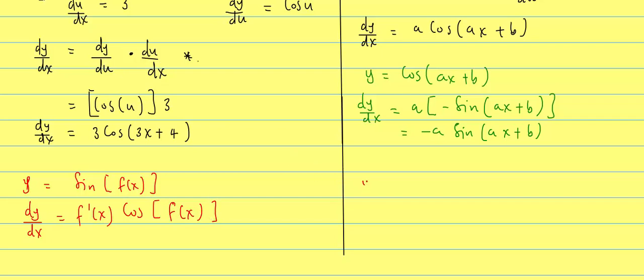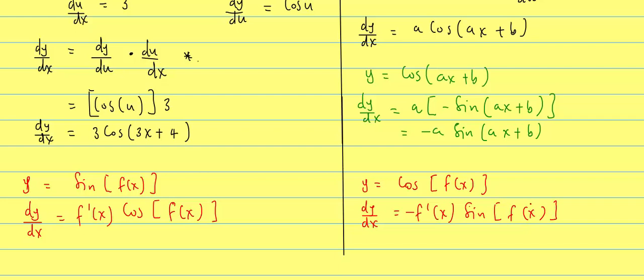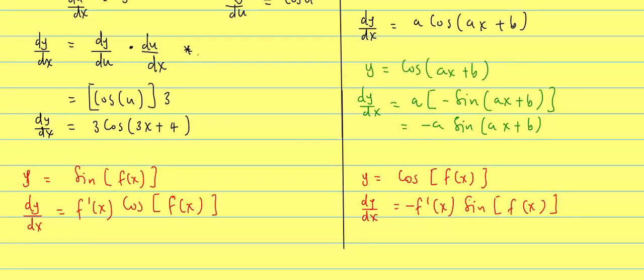Similarly, if we now have y is equal to the cosine of f of x, what we want to do is make use of the chain rule and say that the derivative of the angle is f prime of x. The derivative of cosine is negative sine, so it'll be minus sine f of x. The angle is maintained. Okay, what remains to be done now is for us to attempt another problem and see if we have mastered the approach.